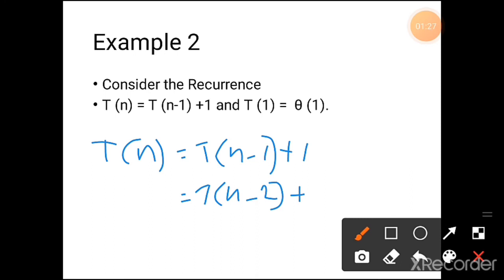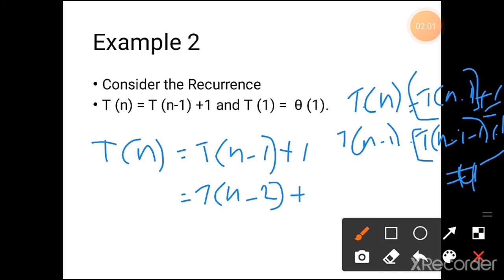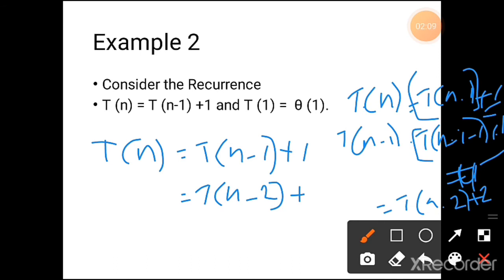T of n minus 1 is equal to T of n minus 1 minus 1 plus 1, that is T of n minus 2 plus 1, and then plus 1 again. So T of n is T of n minus 2 plus 1 plus 1, that is plus 2. Then the next step will be T of n minus 3 plus 3. So this will be repeated.